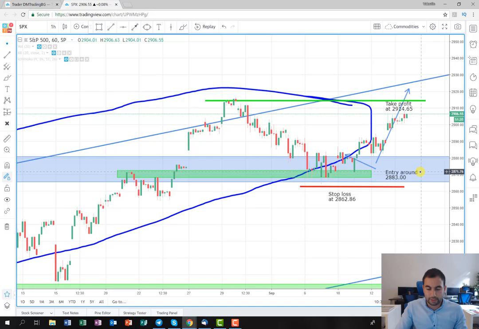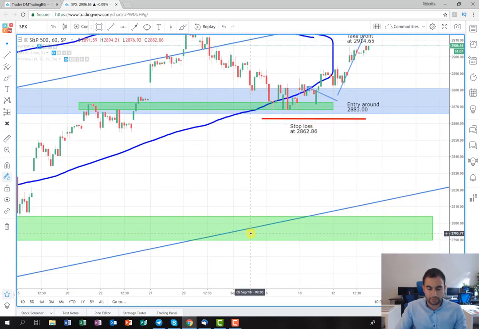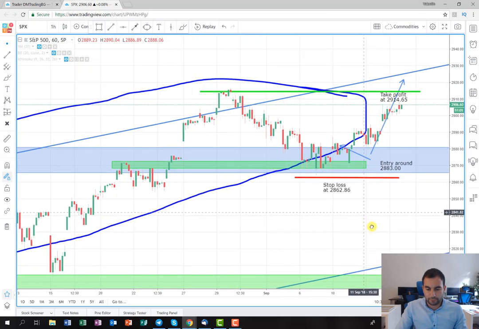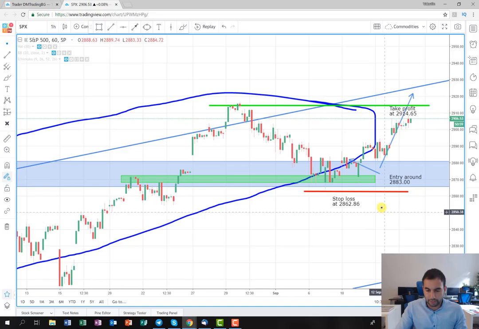My idea was to enter into a long position if it breaks it on the upper side, or if it drops and breaks it on the downside, I was going to wait, and as soon as it reaches this area here, I was going to attempt to enter into another long position. As you can see from the graph, the first scenario happened. It breaks the rectangle here. I entered around this level, which is the same as the live signal, 2883.